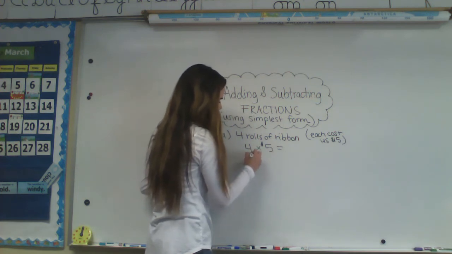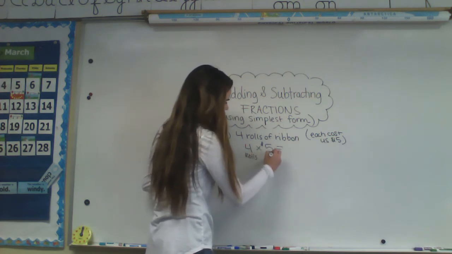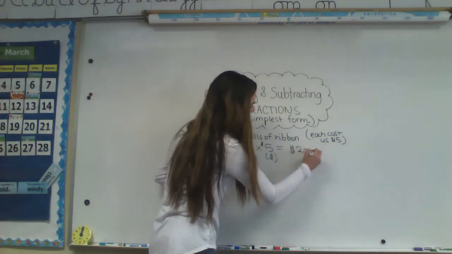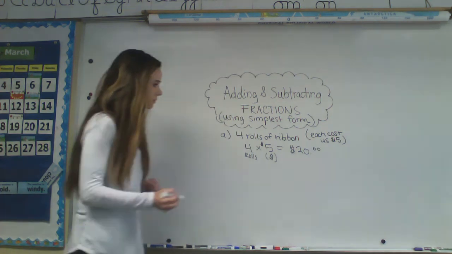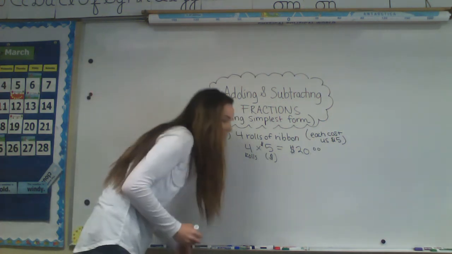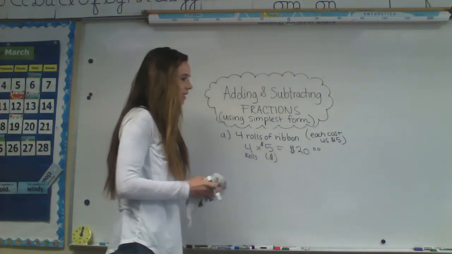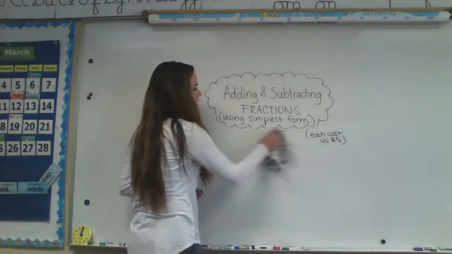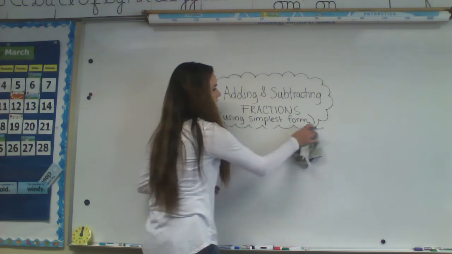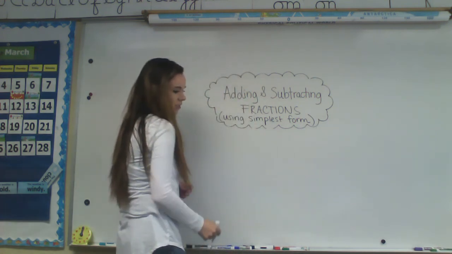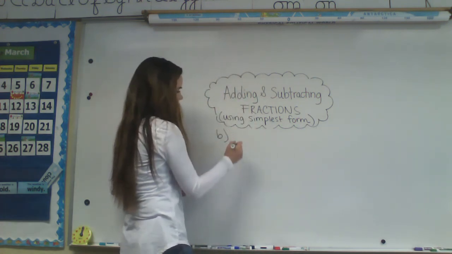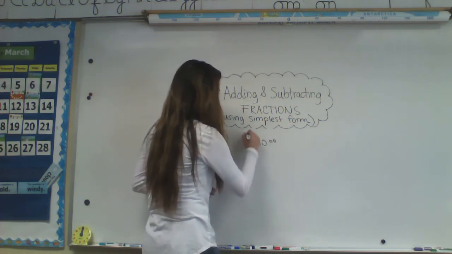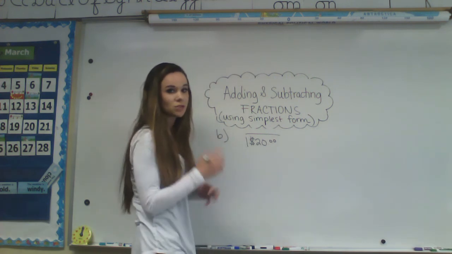So these are the rolls. This is the dollar amount. And that's going to give us $20. For B, it says find the cost of the ribbon for making 1 bow. Okay, so we just found out that there's $20. That's how much we had to spend. So for B, we're going to take the $20. We're going to divide it by how many bows we made total.